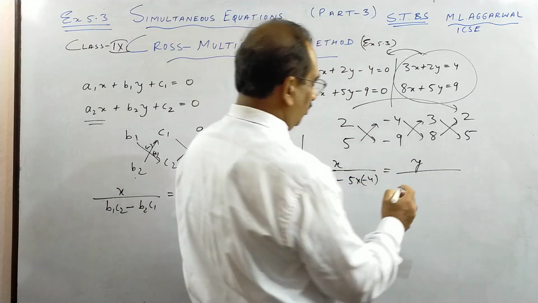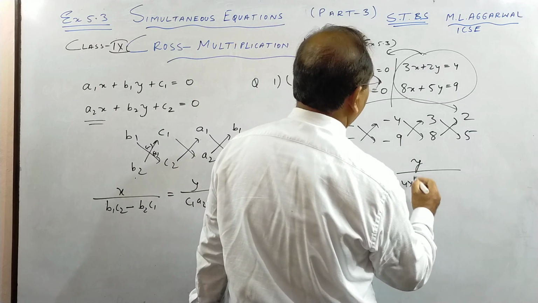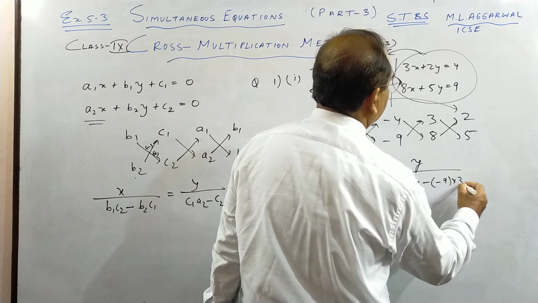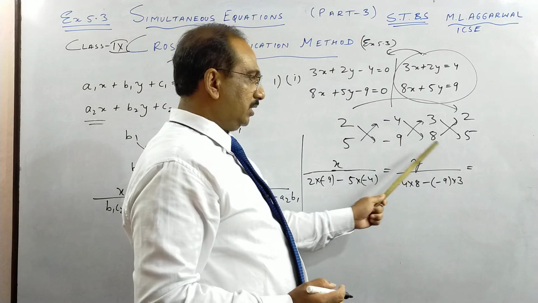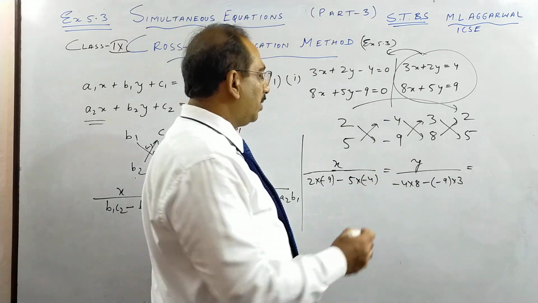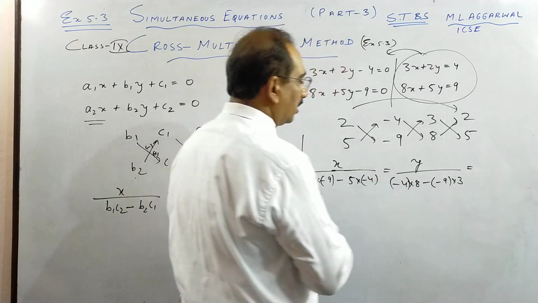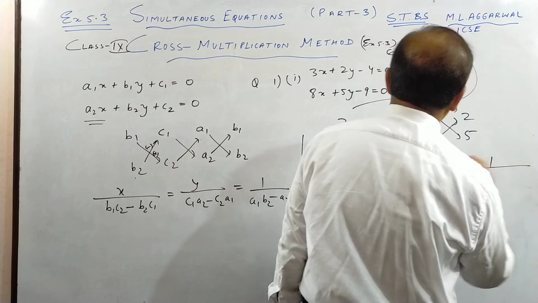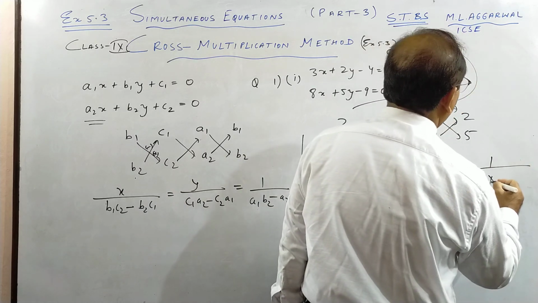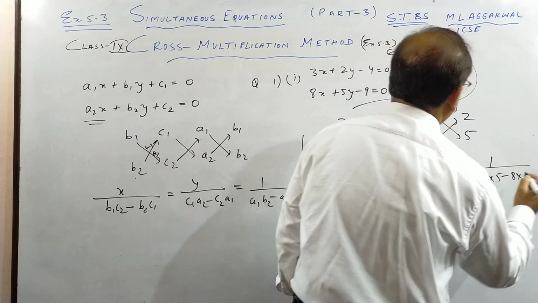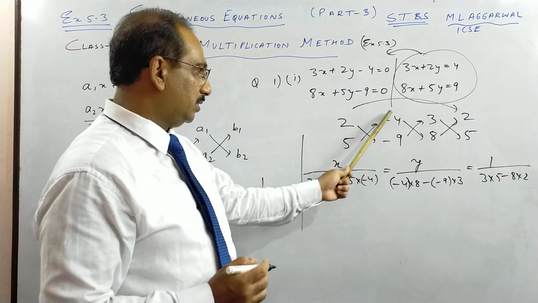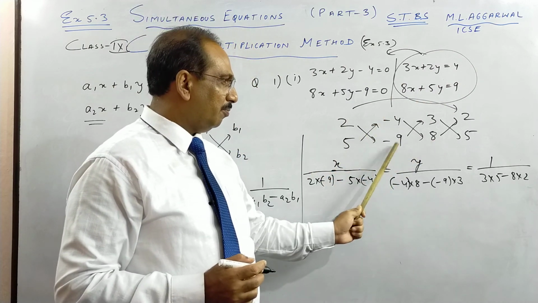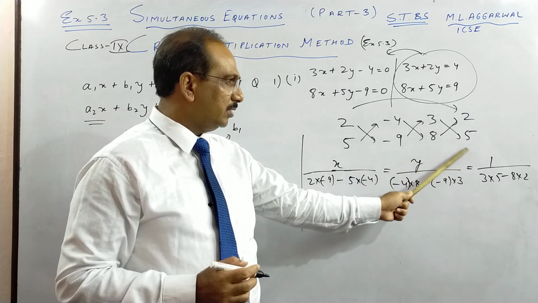Why? Come here: -4 into 8 minus -9 into 3. This into this minus this into this. Any minus coming, children, you can put it in bracket. Okay, last one: 1 over 3 into 5 minus 8 into 2. This into this minus this into this, x upon this, y upon this into this, minus this into this, and 1 upon this into this minus.